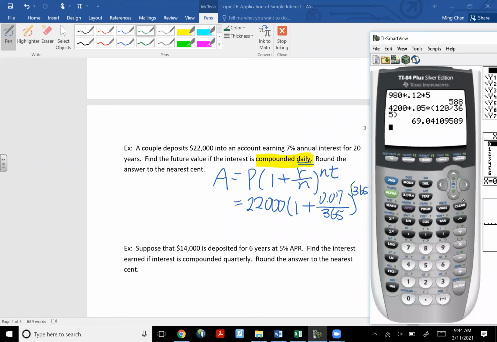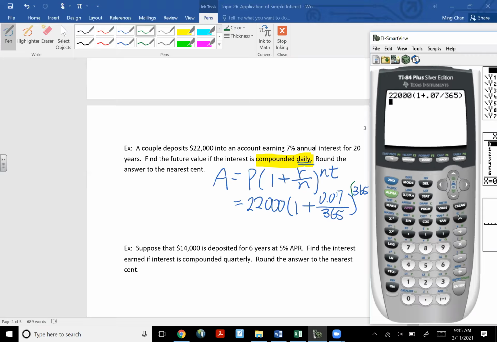So we take 22,000 times parenthesis 1 plus. The calculator automatically is going to divide before adding the 1, so you do not need the extra parentheses. We want the division first before adding the 1. The 1 represents 100% of what you earned from last year being rolled into the next year. You can think of it like that. Divided by 365.